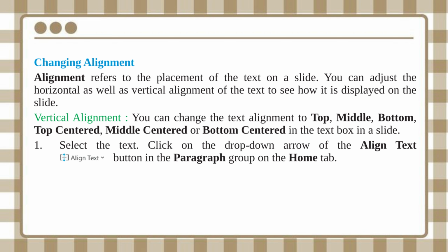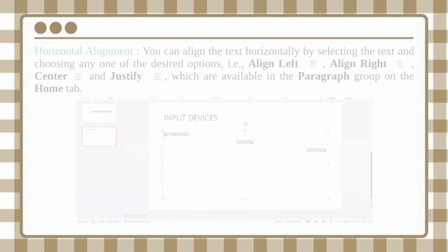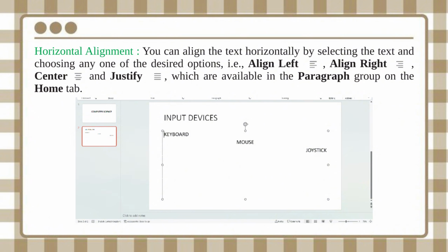1. Select the text. Click on the drop-down arrow of the Align Text button in the Paragraph group on the Home tab. 2. Select the desired option from the menu that appears. Horizontal alignment. You can align the text horizontally by selecting the text and choosing any one of the desired options, i.e., align left, align right, center and justify, which are available in the paragraph group on the Home tab.